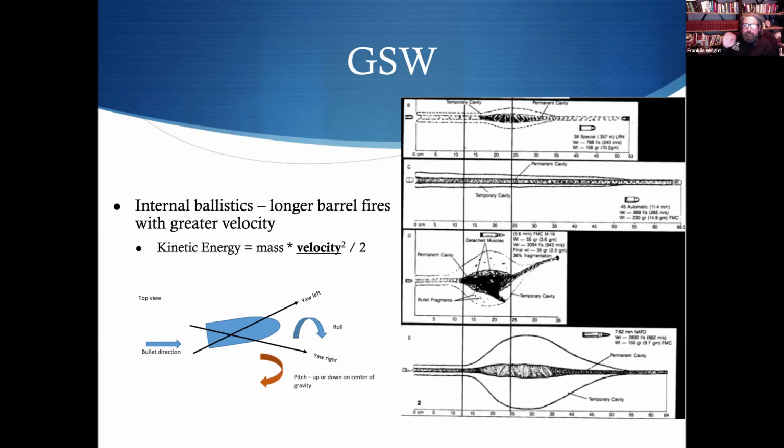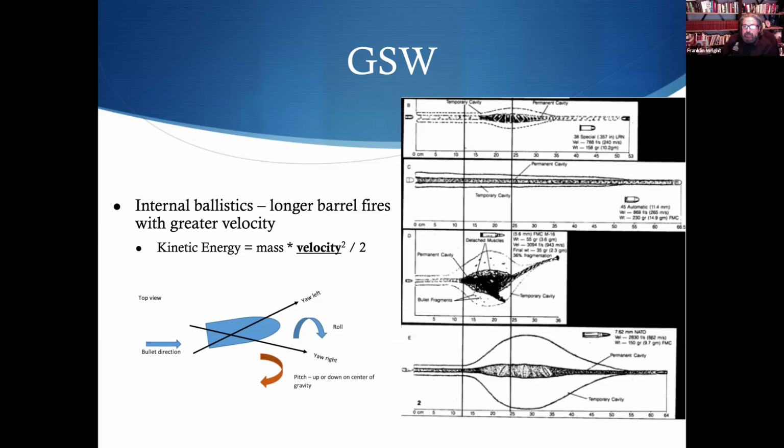But the permanent cavity is literally just what the bullet drives through, what tissues it directly destroys by driving through. The temporary cavity is an area where, because of the speed of the bullet, it's creating a wave around that injures tissue, even if the bullet doesn't directly strike it.